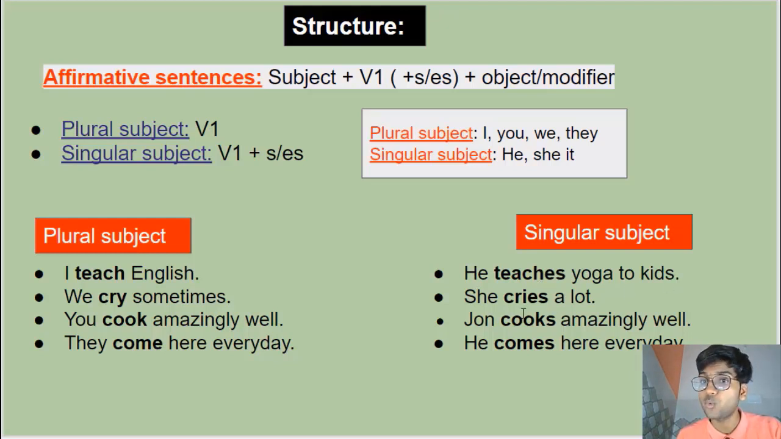She cries a lot. John cooks amazingly well. He comes here every day. Now, why are we doing it? Why do we add s or es at the end of the verb?